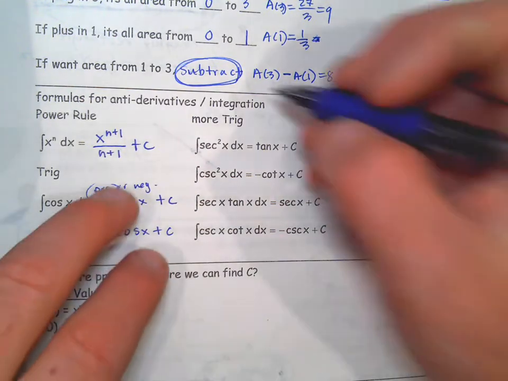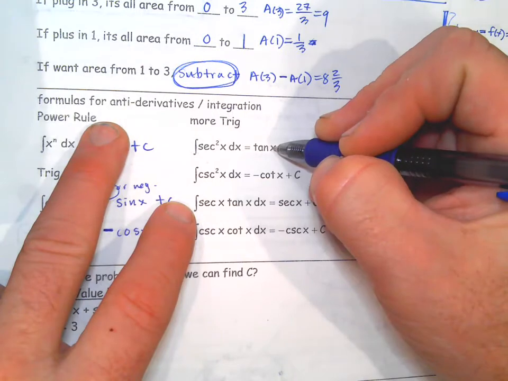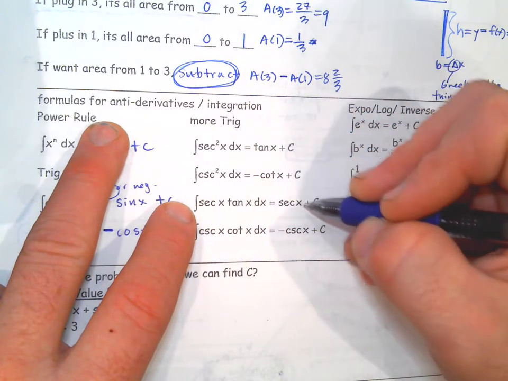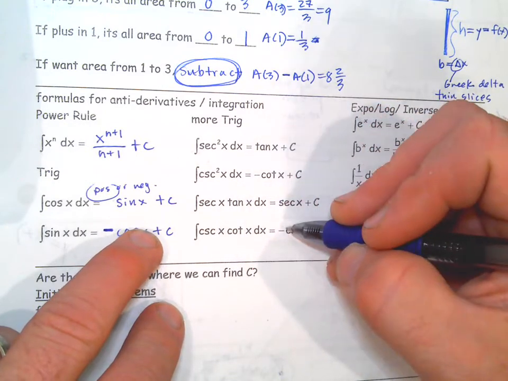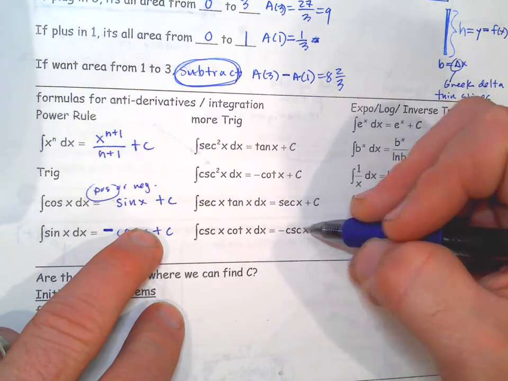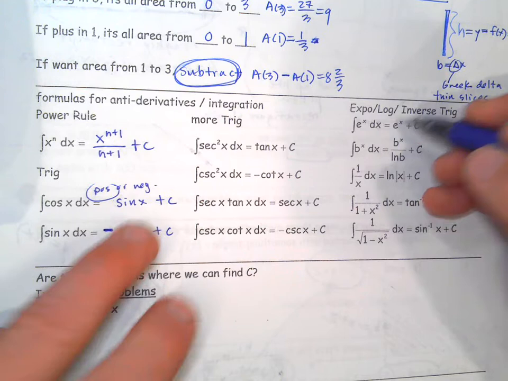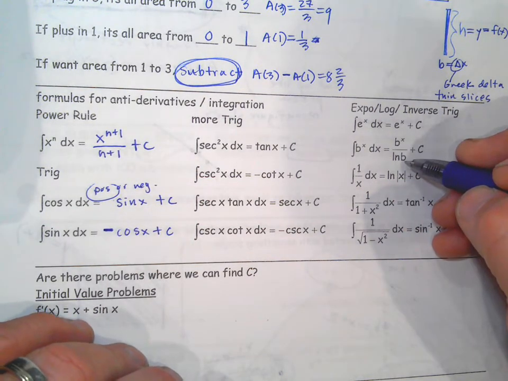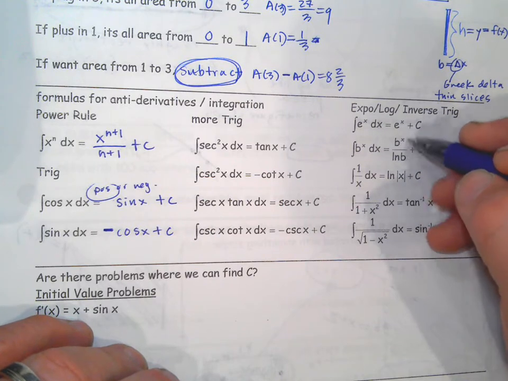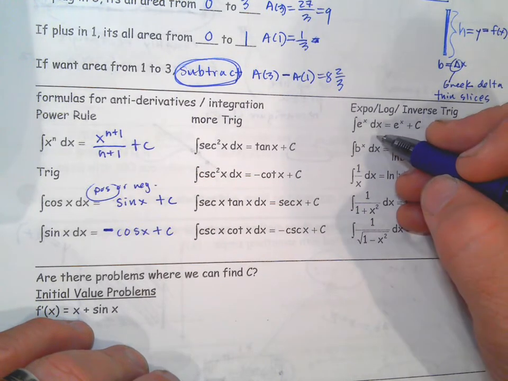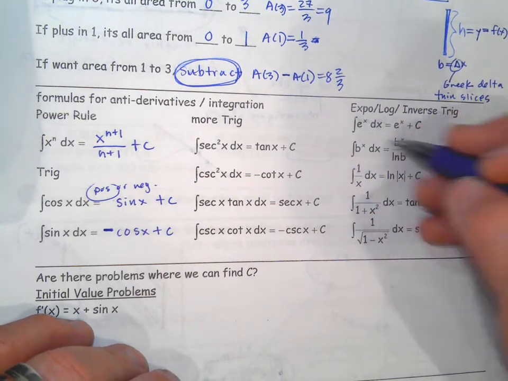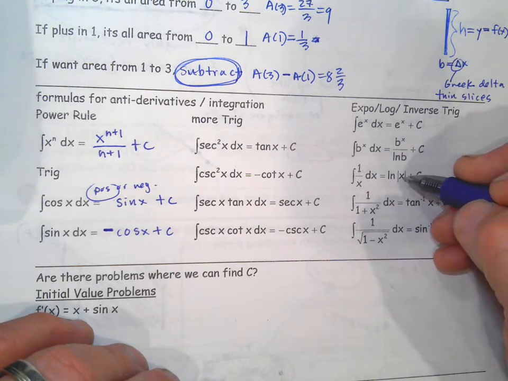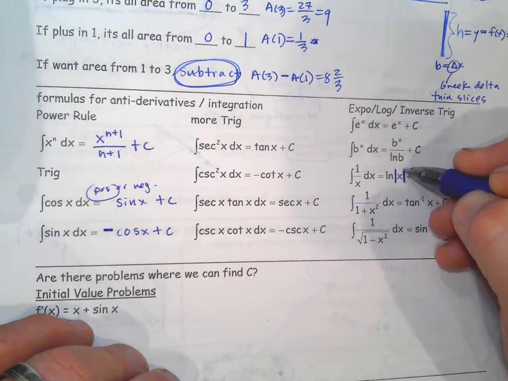Okay, secant squared is tangent. Cosecant squared is negative cotangent. Secant tangent is secant. Cosecant cotangent is negative cosecant. e to the x is e to the x. It's its own derivative, its own antiderivative. b to the x is b to the x divided by the natural log of b, because if you take the derivative of b to the x, you get b to the x times the natural log of b, which we don't want right here, so you have to divide by it. It's just a number. 1 over x is going to be the natural log of the absolute value of x.